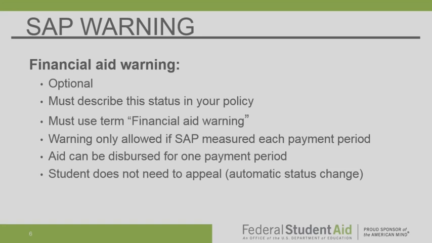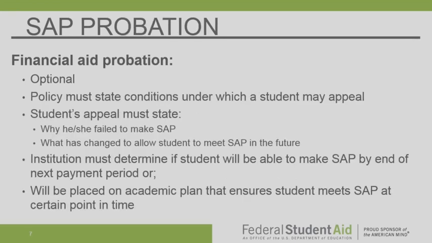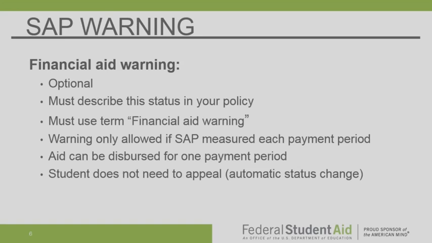Okay, so this is an area of confusion, financial warning and probation, that I see frequently. So I want to try and see if I can describe this and how the process works. And I'll go back and forth on these slides a little bit.